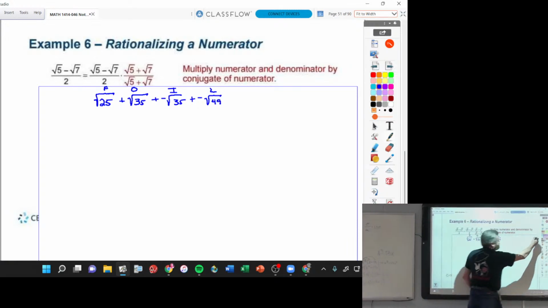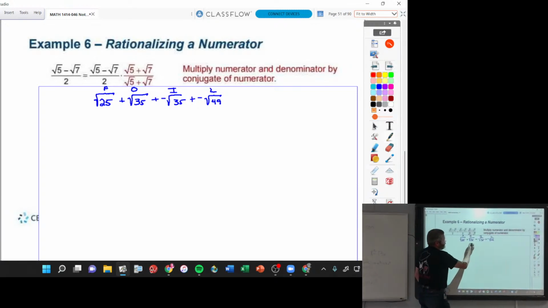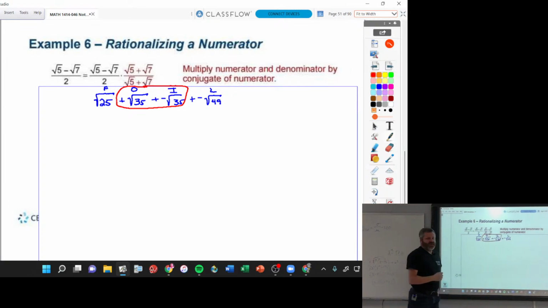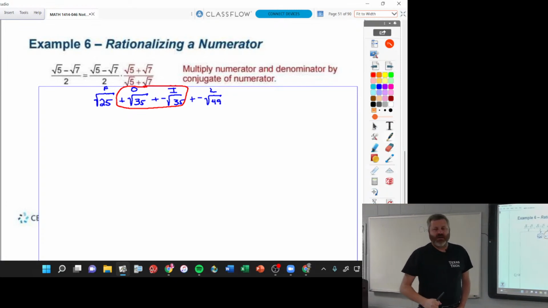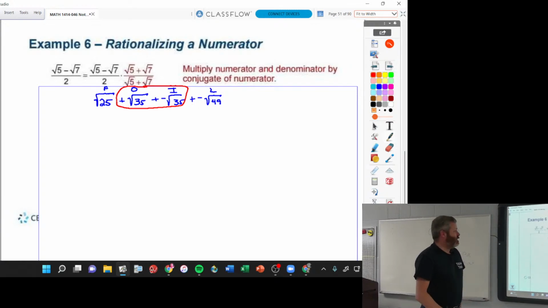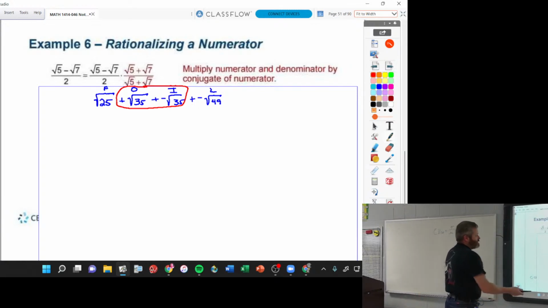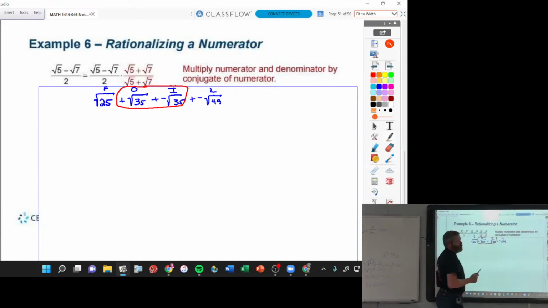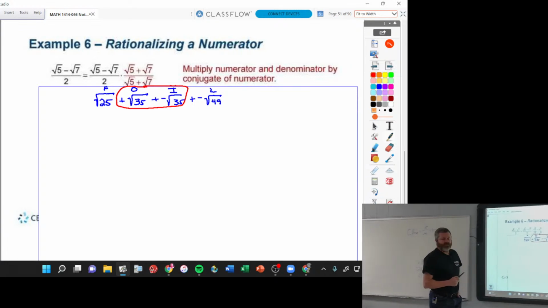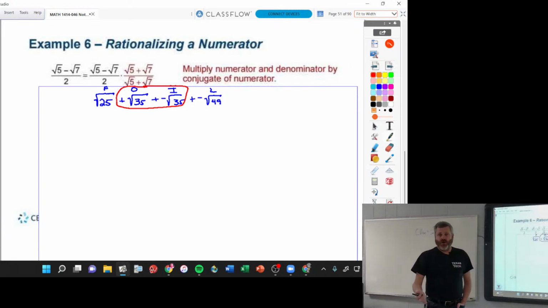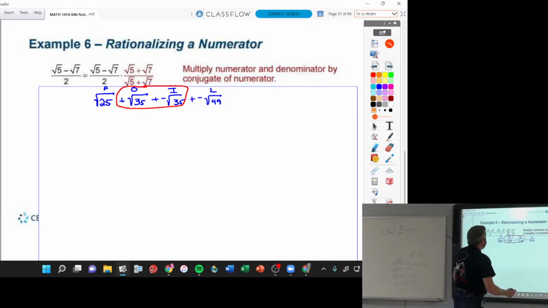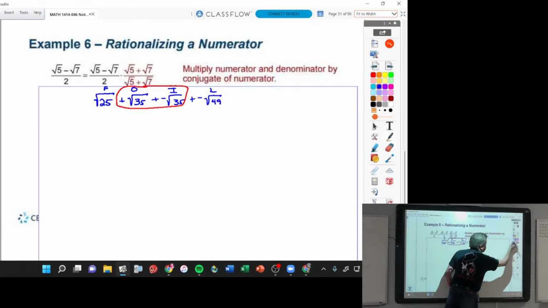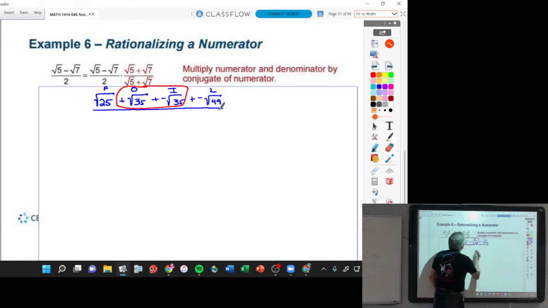If you'll notice what happens there, by multiplying by the conjugate, the outside and the inside actually cancel each other out, because we have a plus square root of 35 and a minus square root of 35. They're not perfect squares, but they cancel anyway, so it doesn't matter. So what's left? Square root of 25 is 5, and minus the square root of 49 is 7.